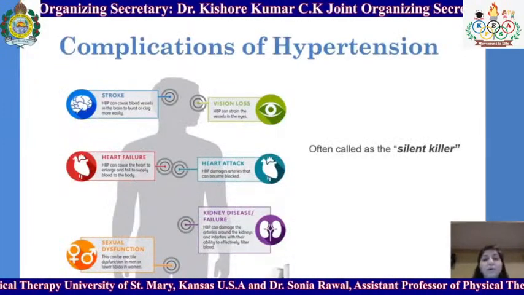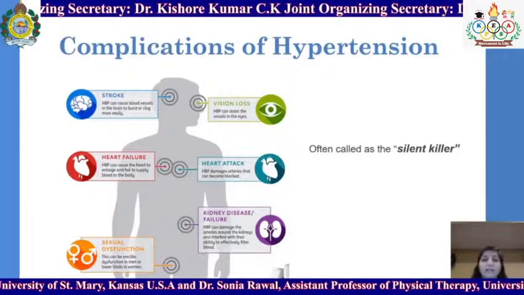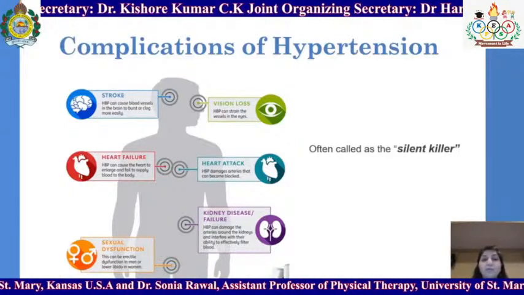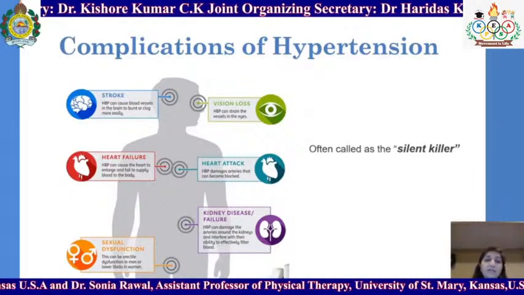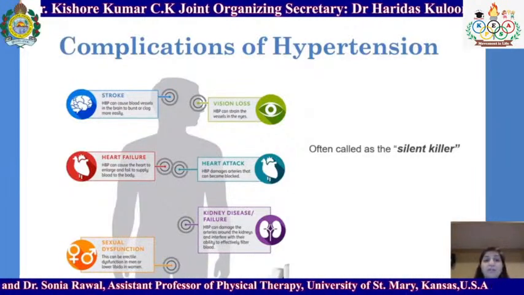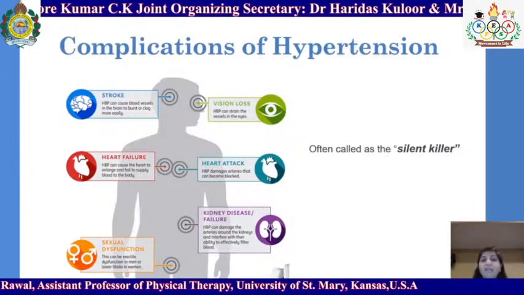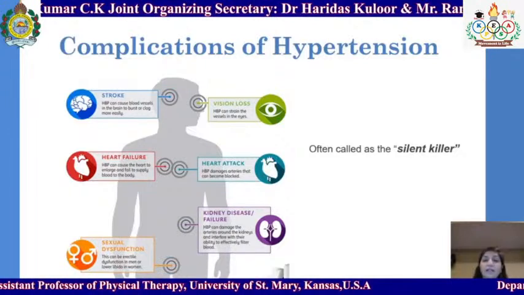Hypertension is also called the silent killer. It is called a silent killer because it can lead to many different complications which can be really fatal. It can lead to stroke. High blood pressure can cause the blood vessels in the brain to burst, leading to stroke. It can also damage the vessels of the eye, leading to vision loss.